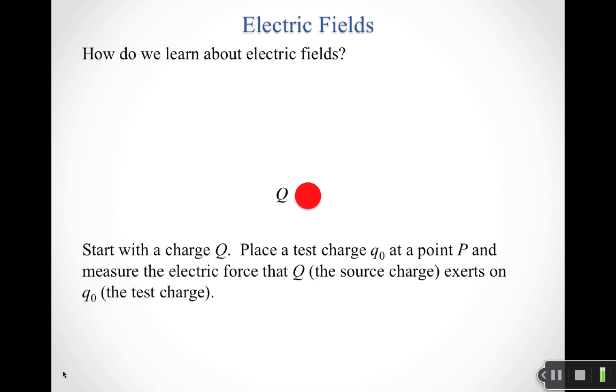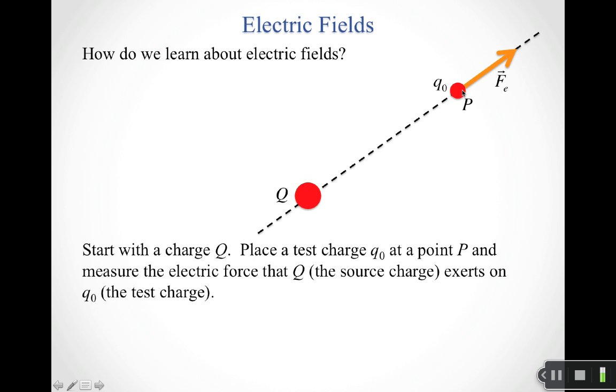So the first question becomes, how do we learn about the electric field? What we're going to do is start with a charge. In this case, I'll just happen to call it capital Q. So here's some charge. I'm going to place a test charge at a point P. So here's some point P. I'm going to place my little test charge, which I'm going to call Q naught here, and I'm going to see what force my test charge feels. So basically, I find out about the field by probing a particular point in space with a test charge.